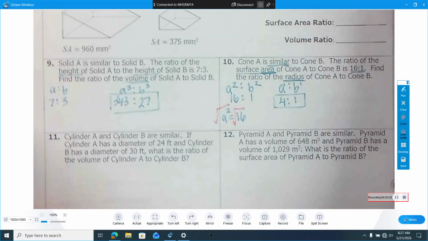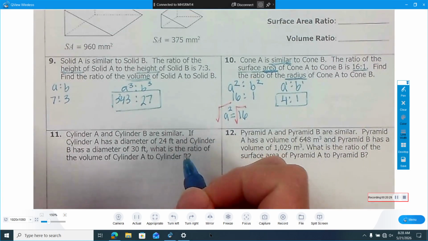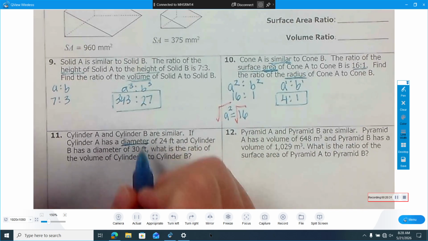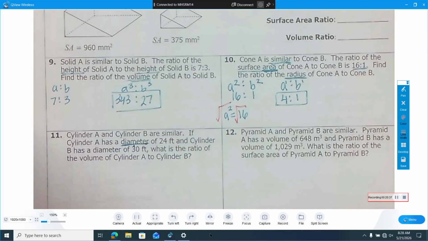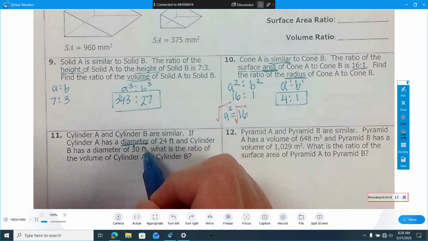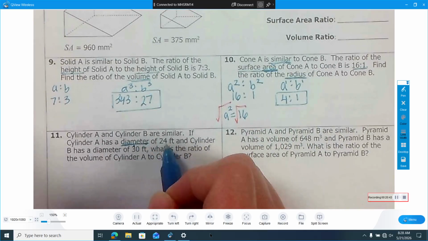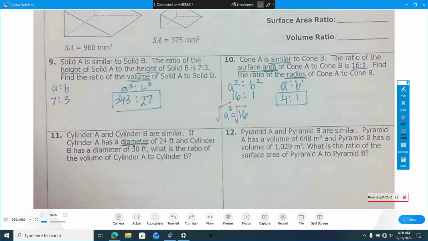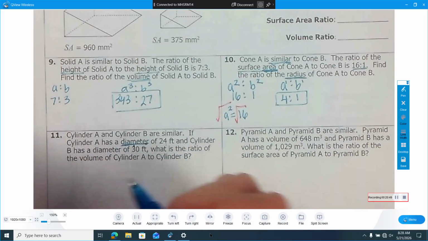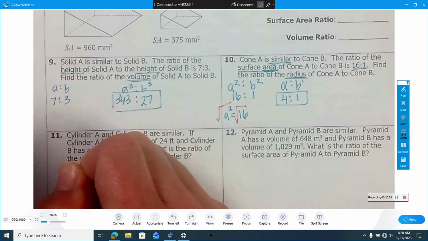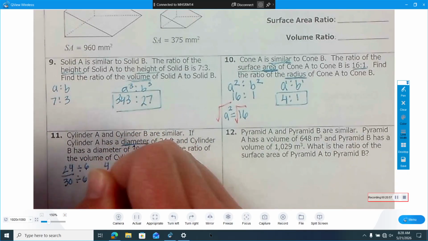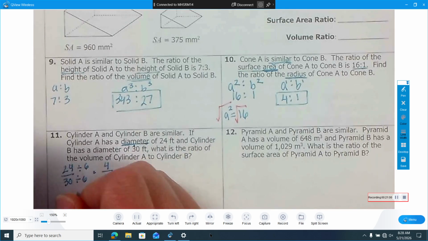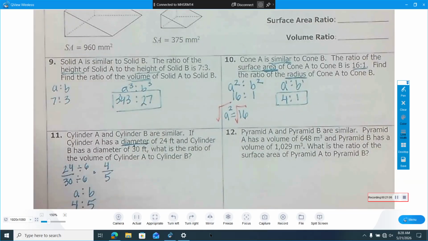All right. Number 11, cylinder A and cylinder B are similar. If cylinder A has a diameter, what kind of measurement is diameter? A unit to the first power. Scale factor. That's going to give us our scale factor A and B. Diameter 24, and B has a diameter of 30. Now, I know that those actually reduce. So 24 over 30, I can divide both of those by 6, and that gives me 4 over 5. Those were linear measurements, so my A to B is 4 to 5.